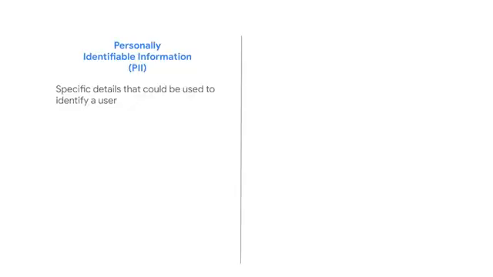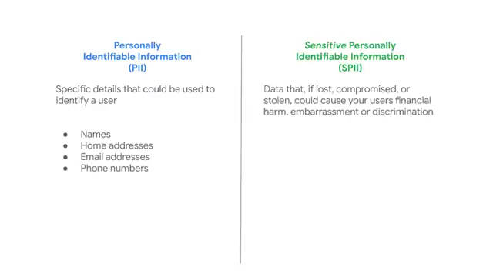Now let's discuss what user data needs protecting. There are 2 main types of data you need to protect. The first is personally identifiable information, or PII. This is made up of specific details that could be used to identify a user. This includes names, home addresses, email addresses, and phone numbers. The other type of data is sensitive, personally identifiable information, or SPII, and it's even more critical.